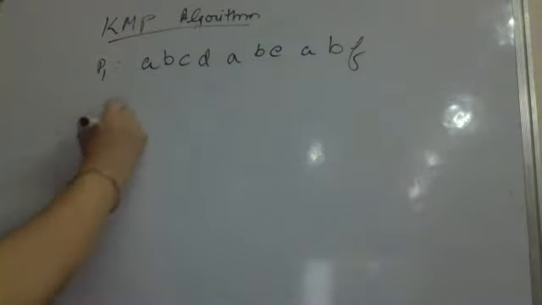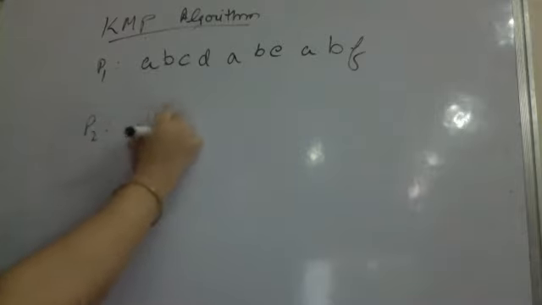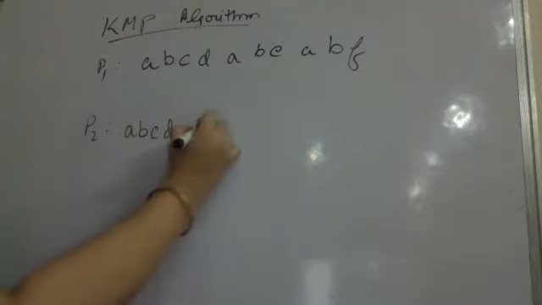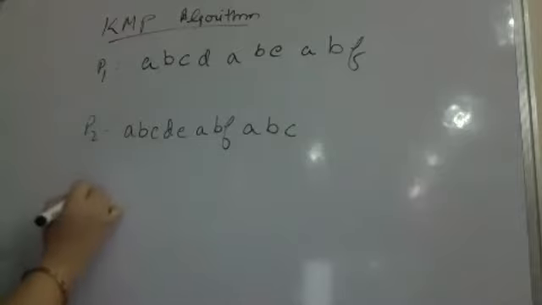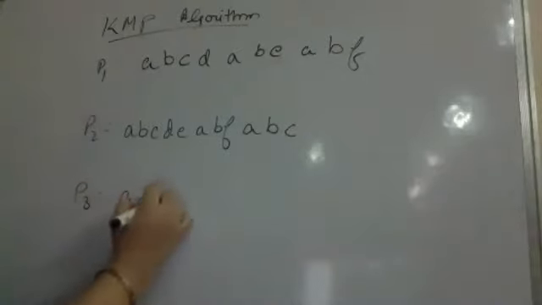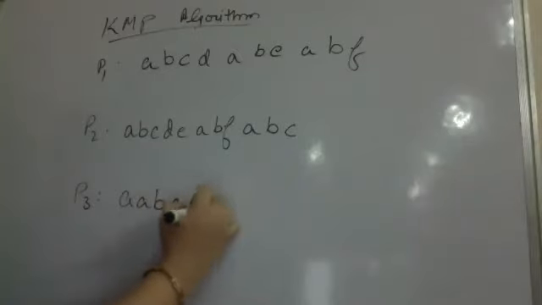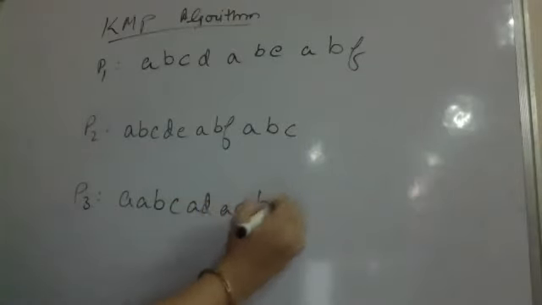Supposedly I am taking another pattern also, just to make you understand examples of patterns. How am I going to create the pi table? This is what this is telling me, so that you will be able to understand how the algorithm is actually going to work. First we see the example, then we'll come to the algorithm.